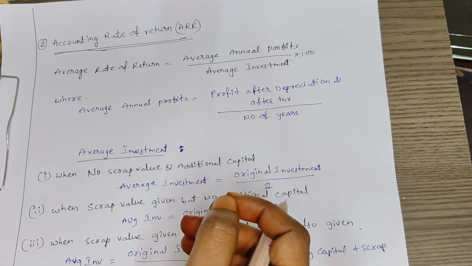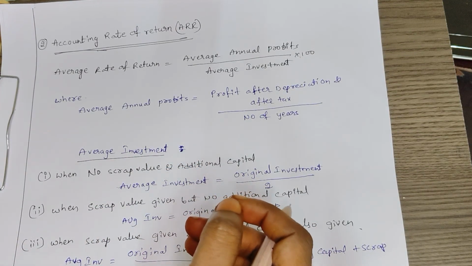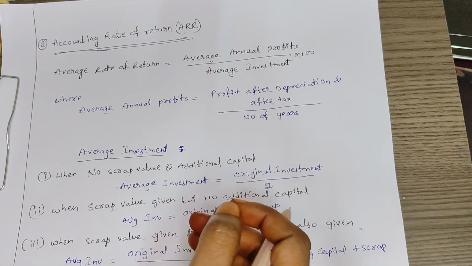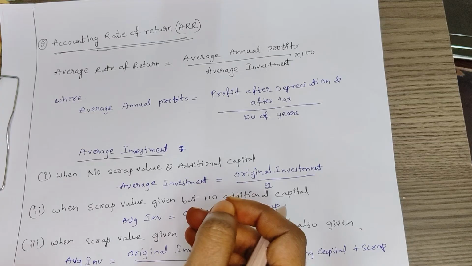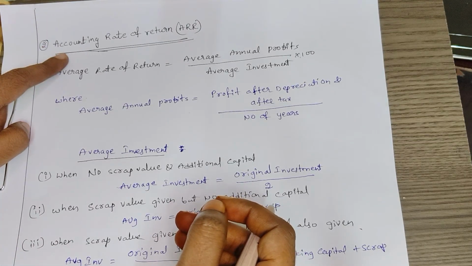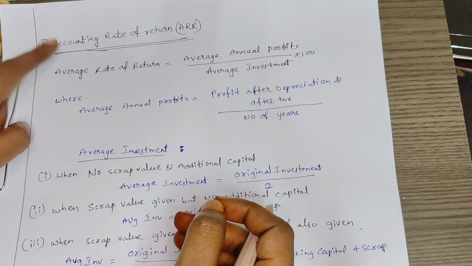In the last video, we discussed capital budgeting methods. Under that, we completed the payback period method. And in this video, the second method in traditional methods, that is accounting rate of return. It is also called average rate of return.